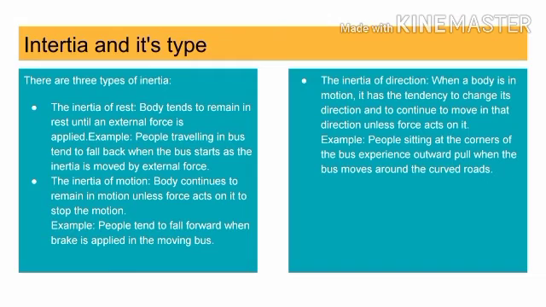Inertia and its types. There are three types of inertia. The inertia of rest: a body tends to remain at rest until an external force is applied. Example, people traveling in a bus tend to fall back when the bus starts. The inertia of motion: a body continues to remain in motion unless a force acts on it to stop the motion. Example, people tend to fall forward when the brake is applied in a moving bus.